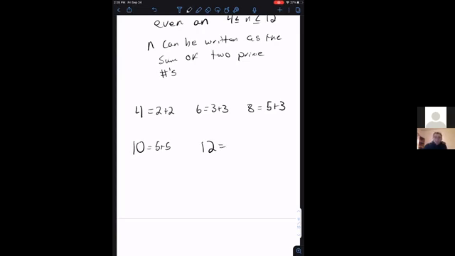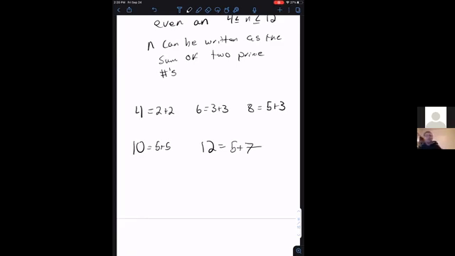What can 12 be written as? 12 can be written as 5 plus 7. There it is. Okay. So I just checked every single even number between 4 and 12 and showed, I just literally showed, right? Every even number is written as the sum of prime numbers.